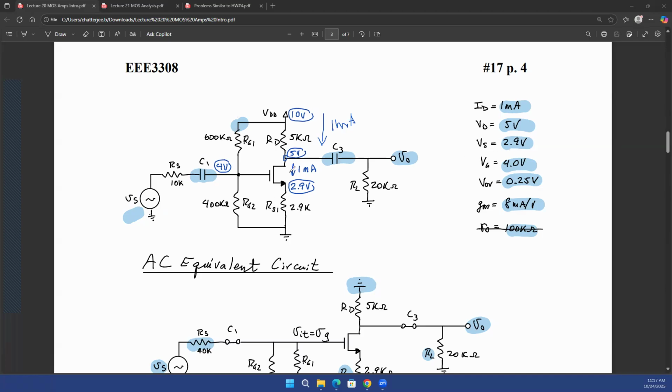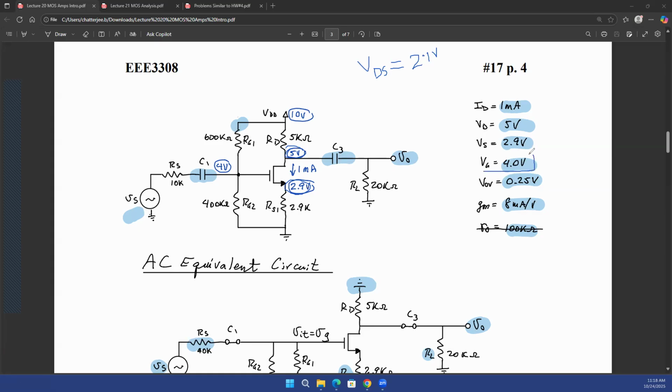And if the current is 1 milliampere and the source resistance is given to be 2.9 kilo ohm, you know that the source potential is going to be 2.9 volts, just Ohm's law. Voltage equals current multiplied with resistance. So again, DC voltage at the source is 2.9 volts, DC voltage at the drain, 5 volts. So the DC VDS, the drain to source voltage, is 5 volts minus 2.9 volts, so that's 2.1 volts. Right? So let's just write that down. VDS is 2.1 volts, and that is just VD minus VS.